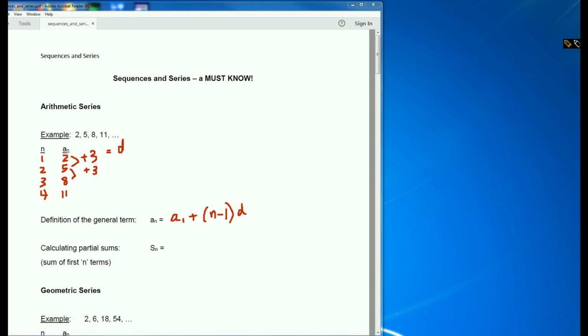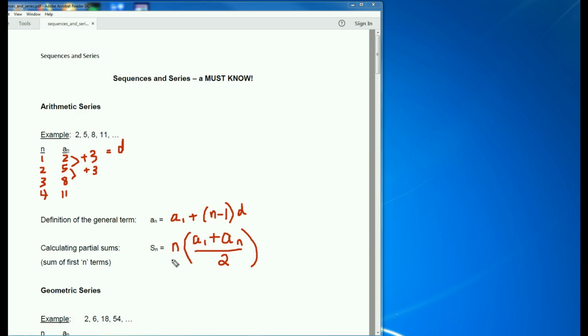Okay, and the other thing that is really important to know is how to calculate the partial sums, or in other words, the sum of the first n terms. All right, so the nth partial sum is just equal to n, which is the term number, how far you are going, times the average of the first term and the nth term. So if you just remember that it's the average of the first and last term times the number, that is also fairly easy to remember.